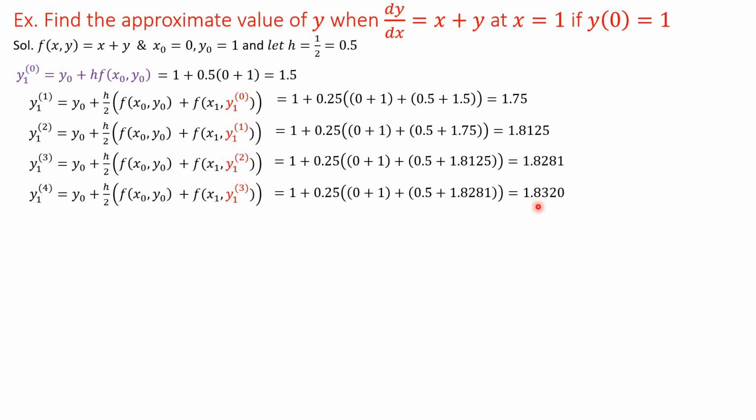It is correct equal up to the first decimal place, so we can stop here. Okay, so now we'll call this y1^(4), the fourth time corrected value of y1, as our y1. So y1 at x is equal to 0.5 will be 1.8320. Now using this value we will find y2, which will be y when x is equal to 1.